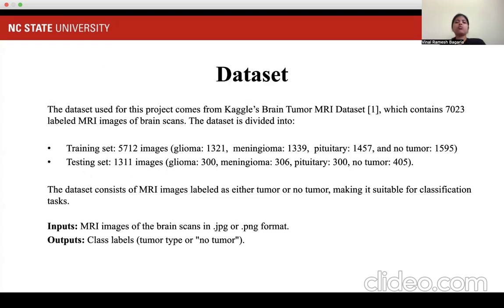About the dataset. We use the Kaggle brain tumor MRI dataset with over 7,000 labeled images. It's split into training and testing sets with a roughly balanced distribution across four classes: glioma, meningioma, pituitary tumor, and no tumor. The training set has around 5712 images and the testing set has around 1311 images.